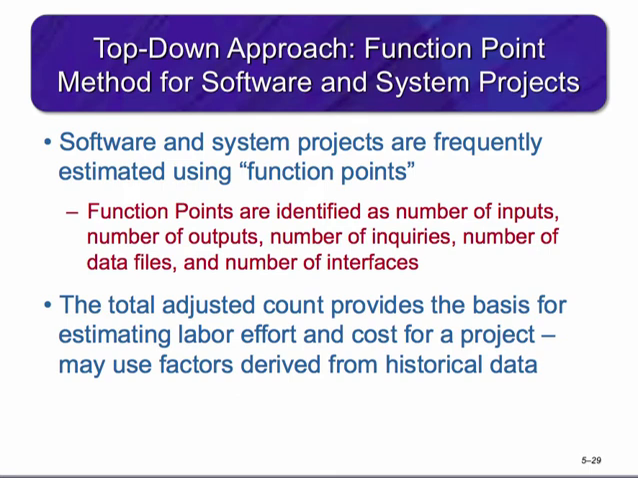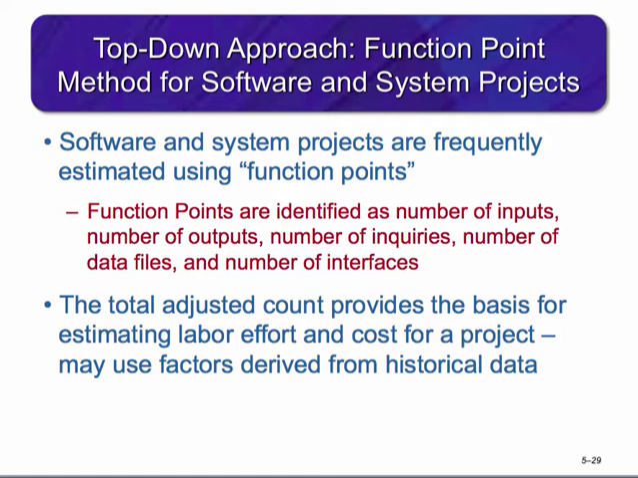The function point method for software and system projects are frequently estimated using weighted variables called function points. These function points are identified as numbers of inputs, numbers of outputs, numbers of inquiries, number of data files, and number of interfaces. The total adjusted count provides the basis for estimating labor, effort, and cost for a project. It may also use factors derived from historical data.